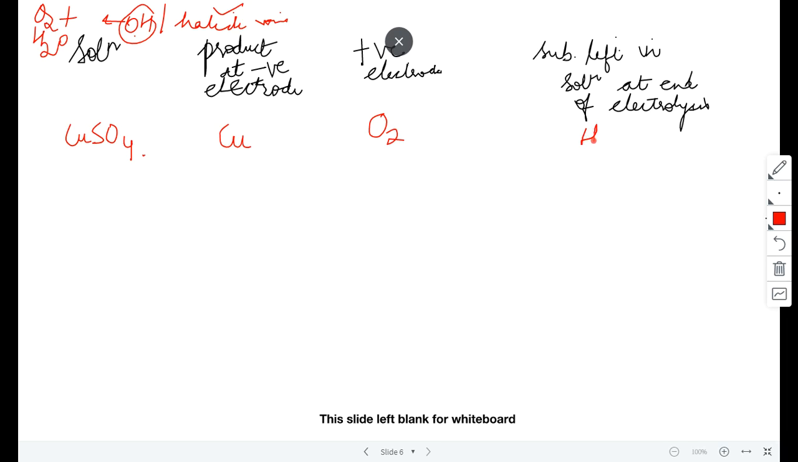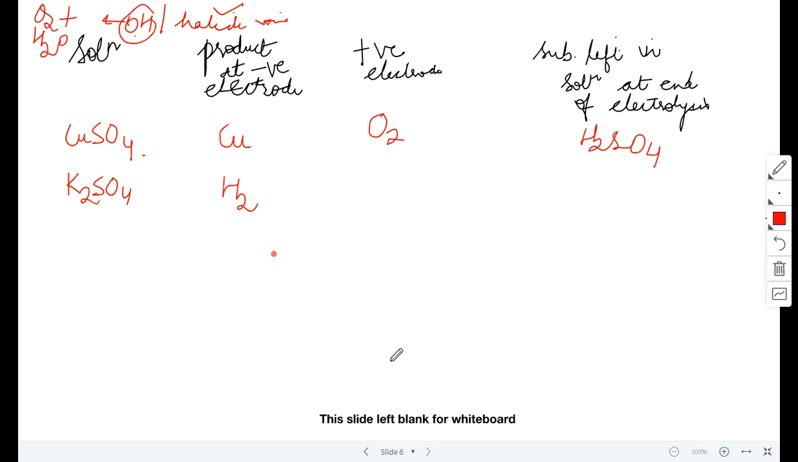Hydrogen sulfate. Excellent. H2SO4. Correct. See, when you do practice, then your concepts will be very clear to you. So the next thing, let's take the example of K2SO4. So potassium will go to the cathode. Okay, because potassium is more reactive than hydrogen, potassium will stay in the electrolyte and hydrogen will go.